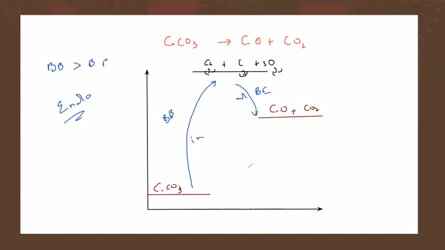Is it clear? And it's the same thing: the minimum possible energy to start the reaction, from the reactant to the start of the reaction, is the activation energy, and the difference in energy between the reactant and the product is called the enthalpy change. So this one is the enthalpy change and this one is the activation energy.